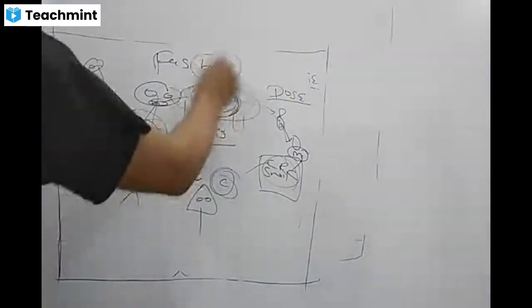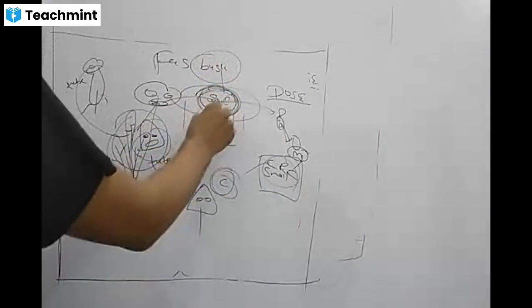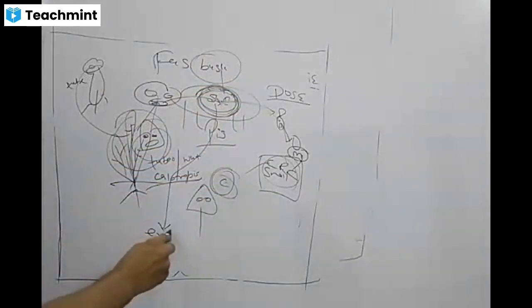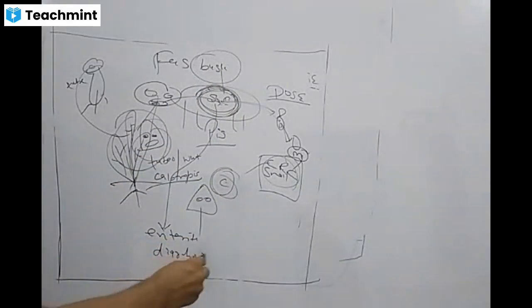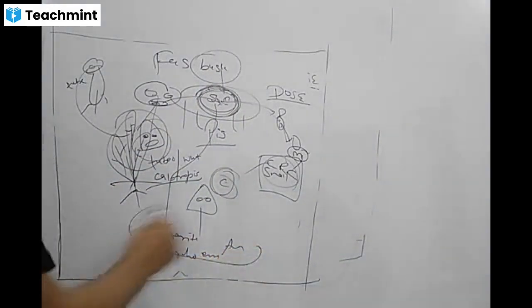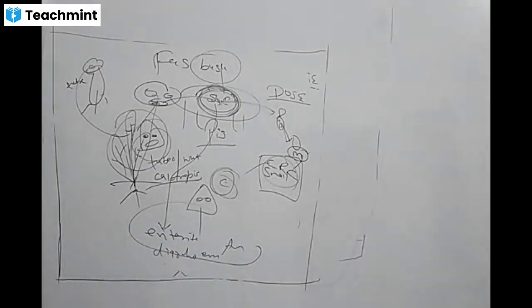So in case of fasciolopsis buski, the small intestine is affected. There may be enteritis, diarrhea, emaciation, anemia, all these things, weakness, like this.